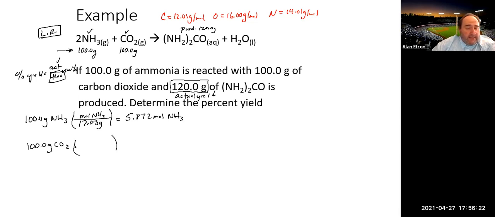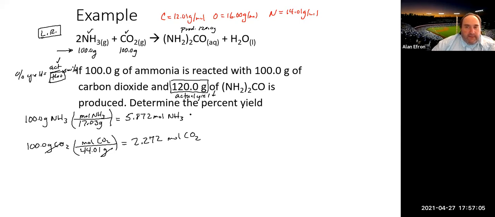Again, going to the periodic table, 1 carbon at 12.01 and a couple of oxygens at 16 tells us that we are 44.01 grams per mole for our CO2. Again, opposites cancel, so grams cancels, leaves us with moles. So 100 divided by 44.01 gets us, we'll call it 2.272 moles of CO2. Any questions up to that point?